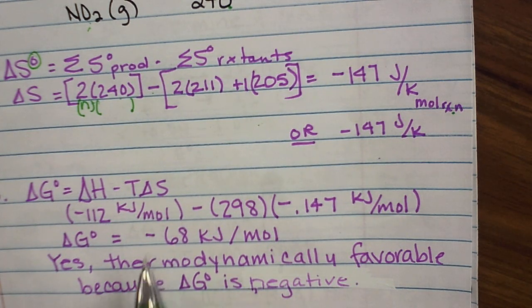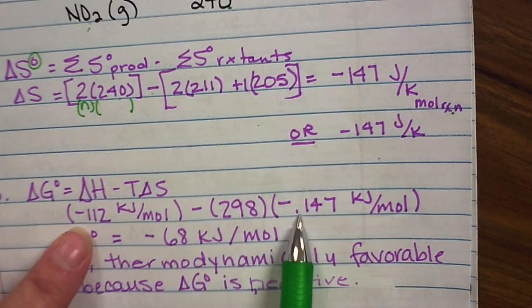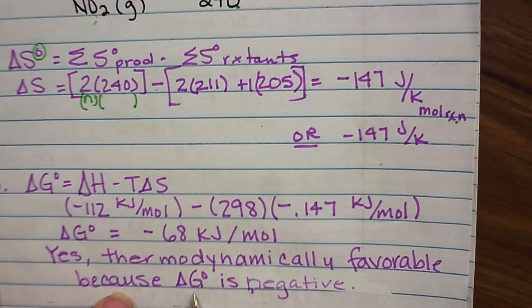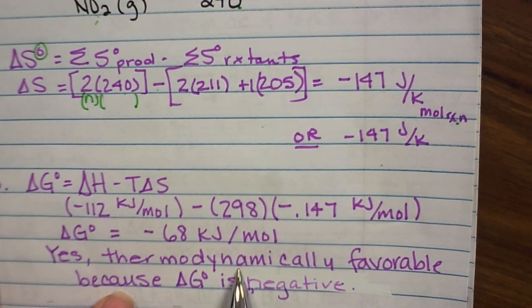Some of you had like 68,453. Did you forget about sig figs? I don't know what happened to you. And you better make sure that your sign is correct, because the whole point of this is if delta G is negative, it is thermodynamically favorable.